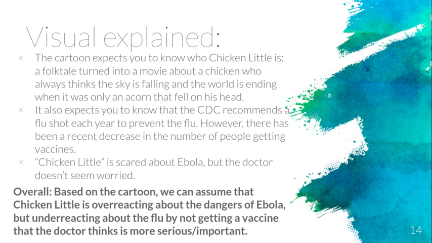Okay, so first of all, in order for you to understand this political cartoon, you need to know who Chicken Little was. Chicken Little started as a folktale and was actually turned into a movie. It's about a chicken who always thinks the sky is falling and the world is ending and runs around telling everybody the sky is falling, overreacting when in reality the sky wasn't falling, it was just an acorn that fell on his head. Okay? So you need to know that Chicken Little is known for overreacting.